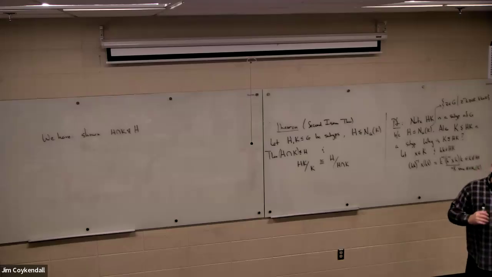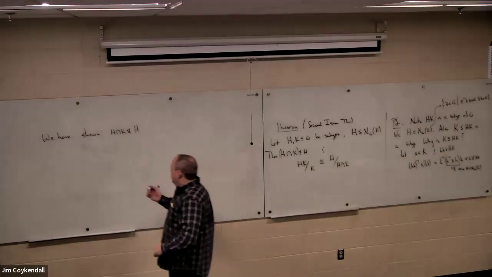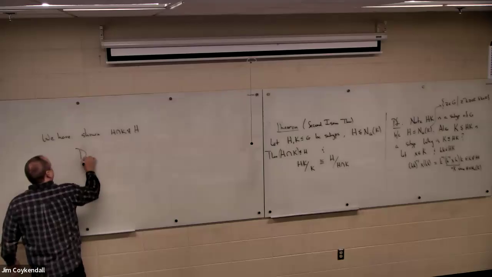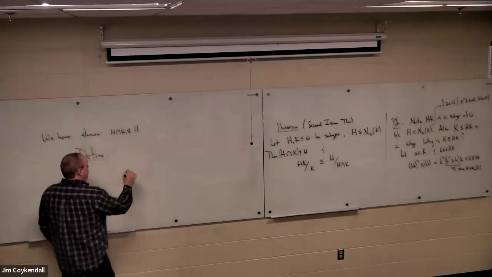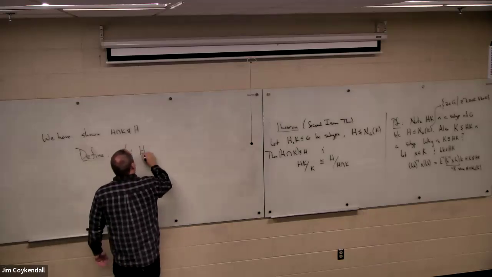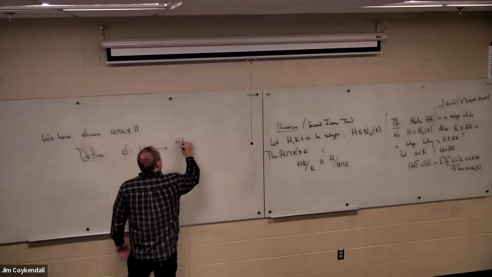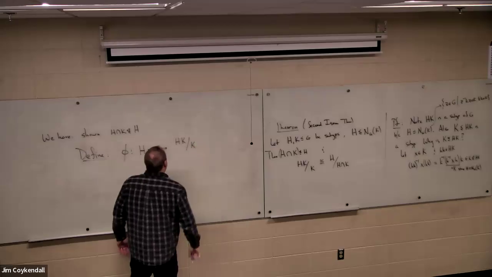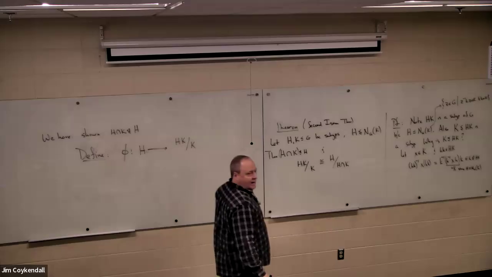I am a lazy, lazy man. I would rather not do that. So I am going to do something else. I like to do things as easily as possible if I can. We're going to define a function that I hope is a homomorphism from H to this right here.